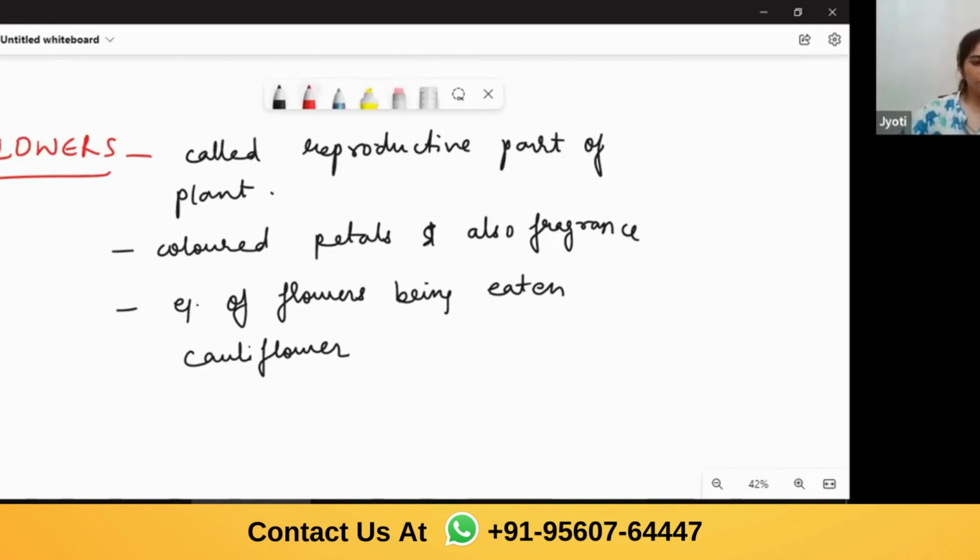Next comes the fruits. Fruits, we all know, they are the fleshy substance which is present around the seed. That is a fruit only, like mango. Mango has a big seed, and around it there is a fleshy substance. So this is a fruit. And the fleshy substance protects the seed from being eaten by other animals. Yes or no? Yes.